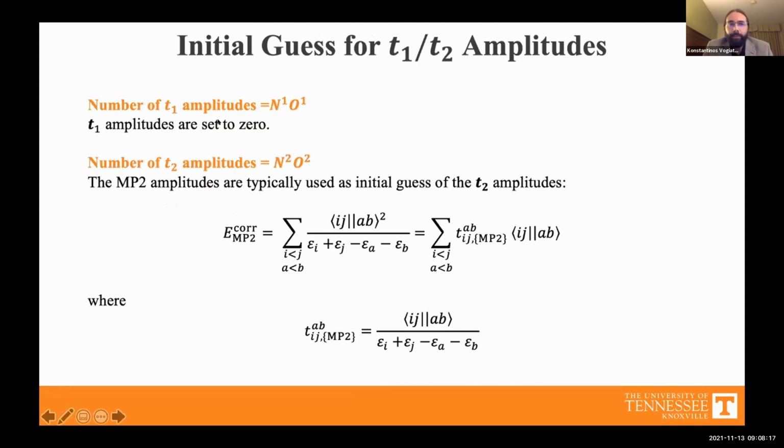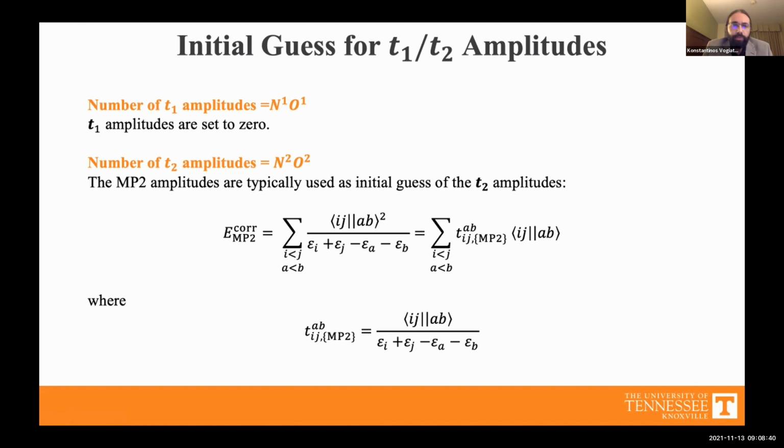The number of T1 amplitudes is relatively small. It's the number of occupied spin orbitals times the unoccupied spin orbitals, n times O. And in most applications, in most implementations, this number is actually set to 0. The whole T1 amplitude set is set to 0. On the contrary, the T2 amplitudes are more important and more expensive to compute. Their number is n squared times O squared.